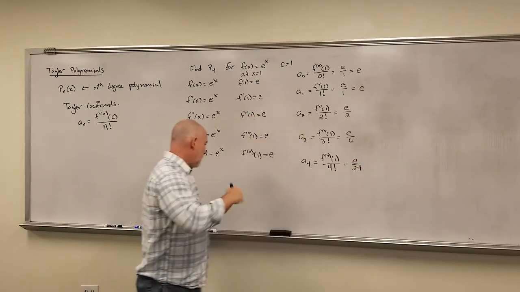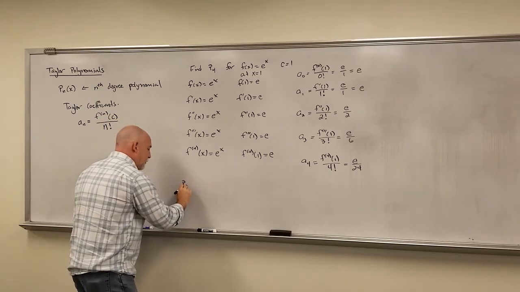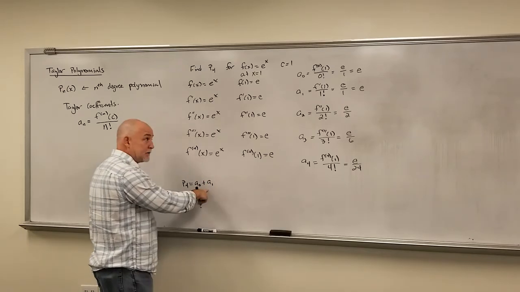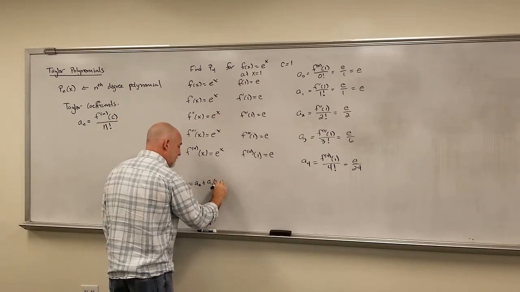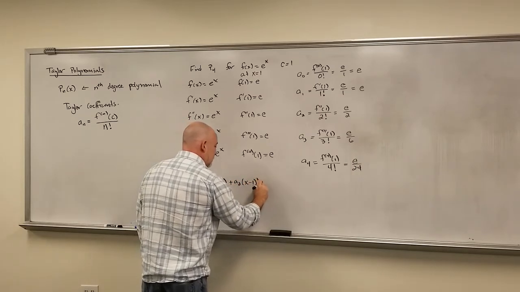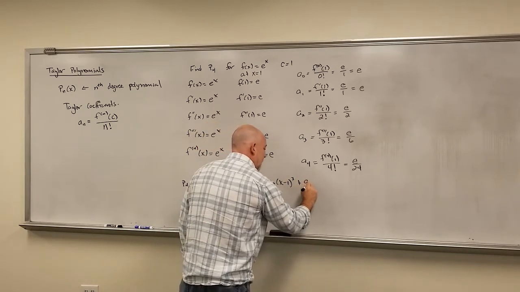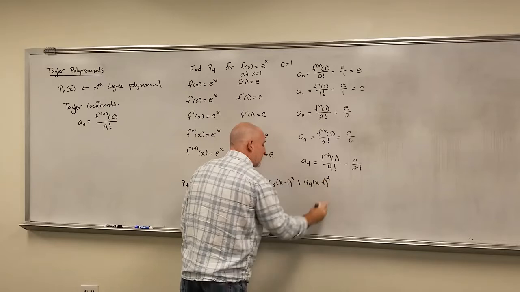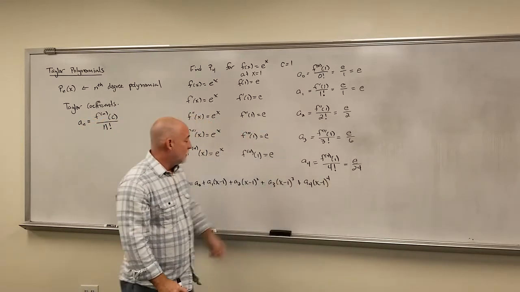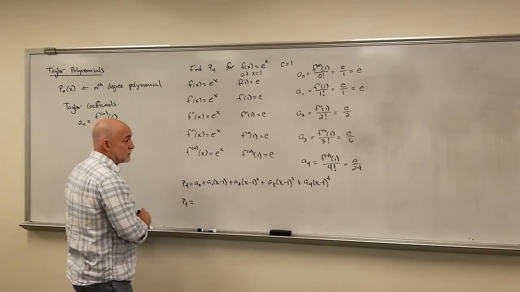All right, I only have a little bit of room here, so I'm going to squeeze it down in the bottom. So P4 by definition is going to be a naught plus a1. Now it's not x here because our center's at 1, so it's x minus 1, a2 times x minus 1 squared, a3 times x minus 1 to the third, and our last term, a4, times x minus 1 to the fourth. Now that we know what all of our coefficients are, we stick in our coefficients, and this will be the polynomial that approximates e to the x centered at 1.